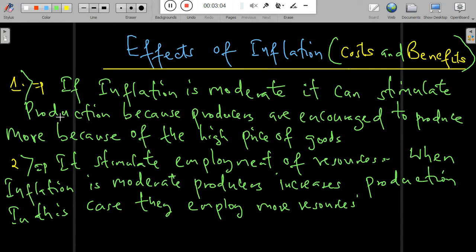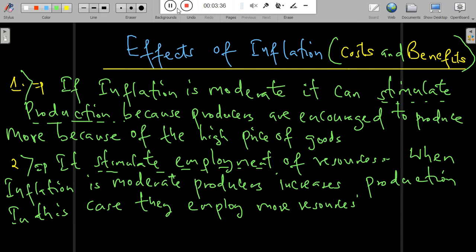But also, let's look at the effects of inflation. Here we discuss the costs and benefits. If inflation is moderate, it can stimulate production because producers are encouraged to produce more because of the high price of goods and services. Second, it stimulates employment of resources.